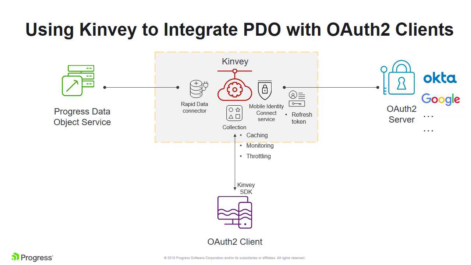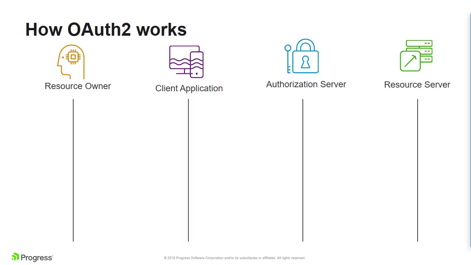In this video, you'll see how you can use Kinvey to integrate a Progress Data Object Service with OAuth2 client applications. At a high level, OAuth-based authorization works as follows. A user, called a resource owner in OAuth, attempts to access some functionality in a client application, typically through a browser. The client application requires some user data, called a resource in OAuth, to be able to execute the functionality.